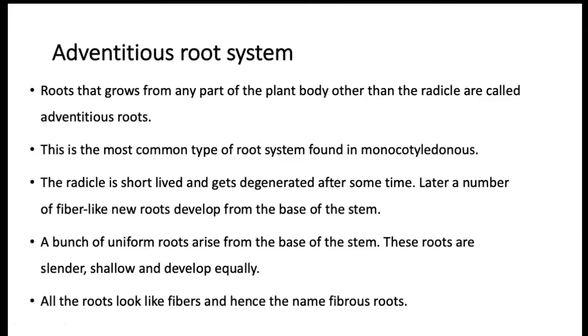Okay, so let's go to the adventitious root system. As we have mentioned, roots grow from any part other than the radical. This is adventitious root. Adventitious root is the most common type of root system in monocotyledonous plants. I think all of you know the difference between monocotyledonous and dicotyledonous plants.